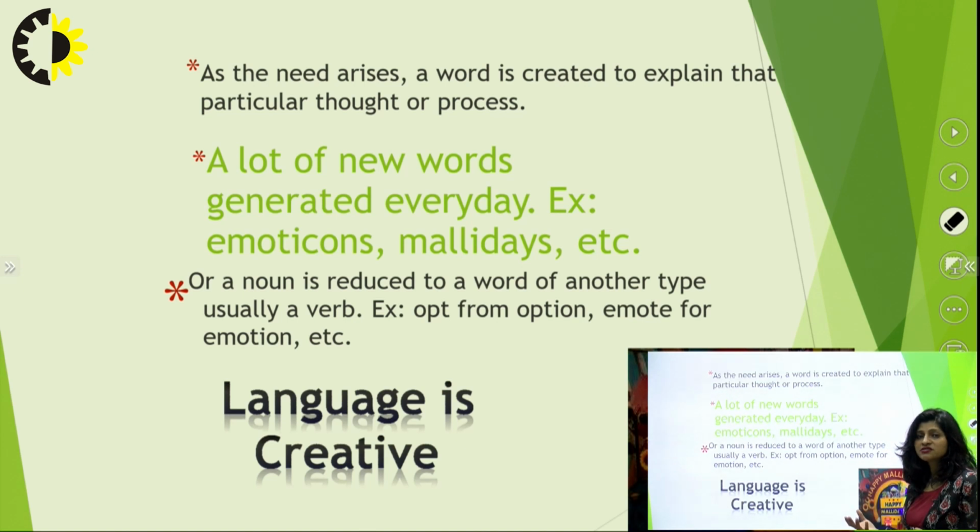There is another process by which we can create new words. For example, we can combine two different words and make a new one. For example, emotions and icons. We have made this new word emoticons, which you use during your chats. Edutainment: we have combined two different words, education and entertainment, and then we form a new word. This is how the word smog has been created, by combining fog and smoke. So this is how the words are created.